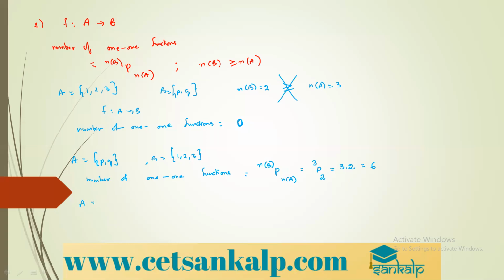Suppose we have set A as p, q, r and set B as 1, 2, 3. Then in such a case, the number of one-one functions formed can be taken with the same formula, the number of elements in set B P the number of elements in set A. Number of elements in set B is 3, P, number of elements in set A is 3. 3P3 is 3 factorial, and 3 factorial means 3 into 2 into 1, that is 6. So here also 6 one-one functions can be formed.